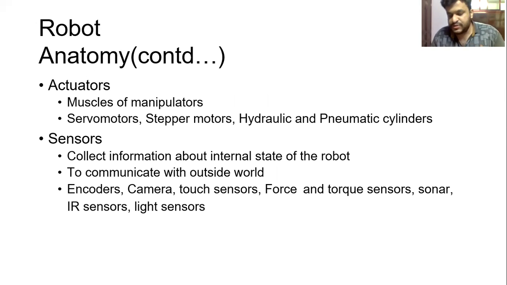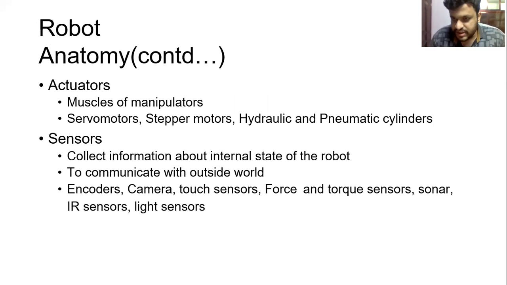Now coming to actuators. What are actuators? Simply, actuators can be known as the muscles of a robot. They are the muscles that are used for movement. Examples of actuators are servo motors, stepper motors, hydraulic and pneumatic cylinders, etc. And these help with movement. Then what is a sensor? A sensor is a device which collects information from the environment and gives it to the robot.